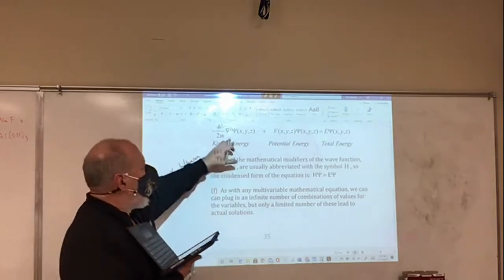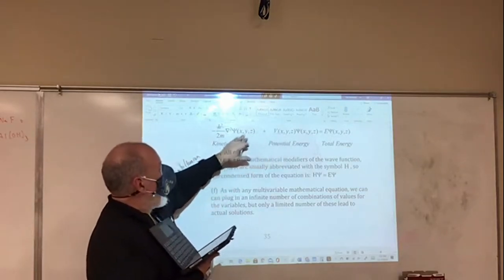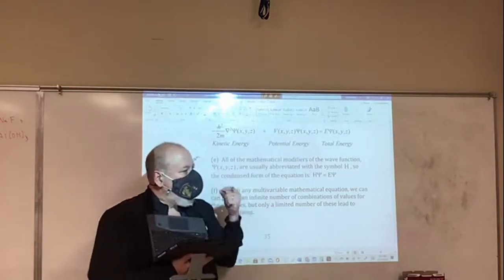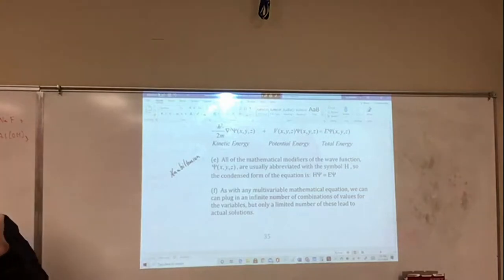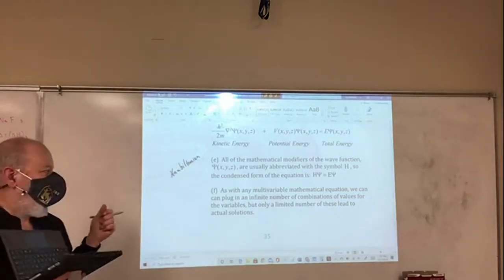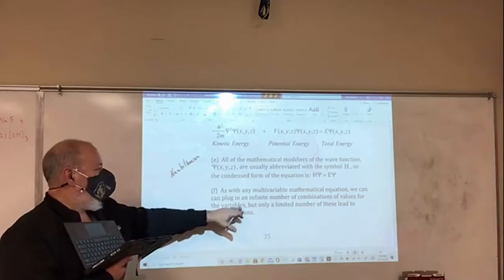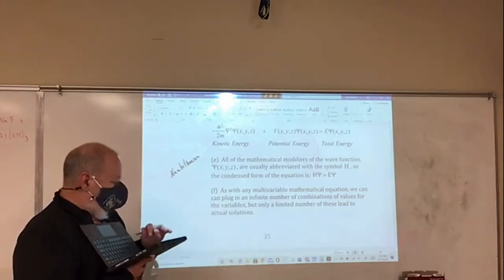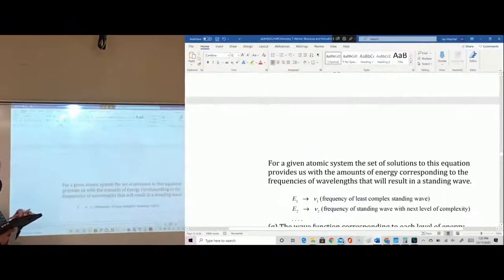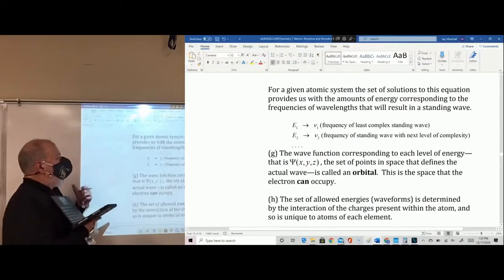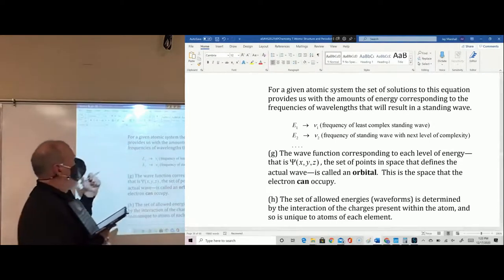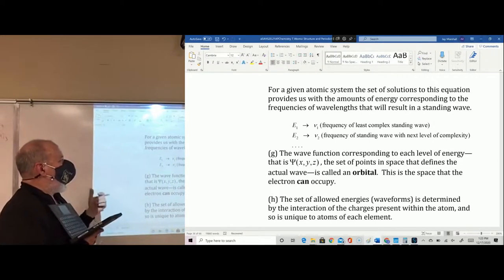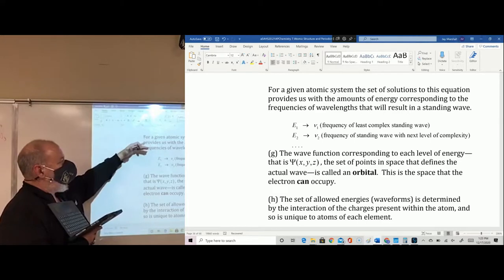Okay? So only certain numbers plugged in here allow me to have the energy that the electron needs to create the standing wave. So only a limited number of these lead to actual solutions. So for a given atomic system, the set of solutions to this equation provides us with the amounts of energy corresponding to the frequencies of wavelengths that will result in a standing wave.